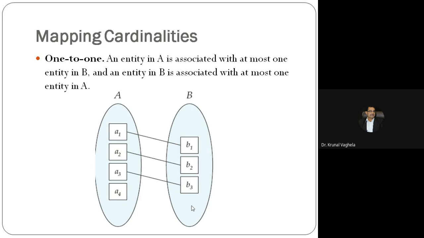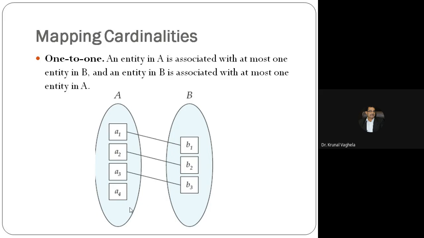So you can see A1 is related with B1, A2 is related with B2, A3 is related with B3, but A4 is not related with any entity in B. Is it allowed as per the definition? You see the definition, and as per the definition, it is allowed. It is allowed because it says maximum 1, but minimum can be 0.